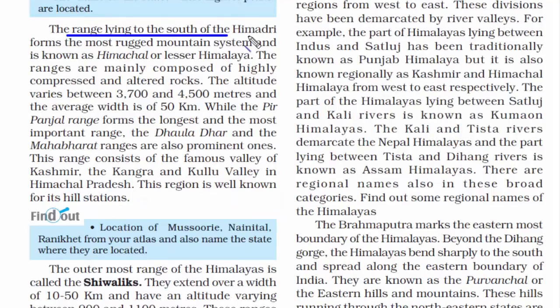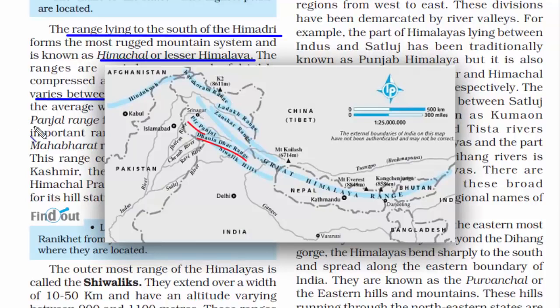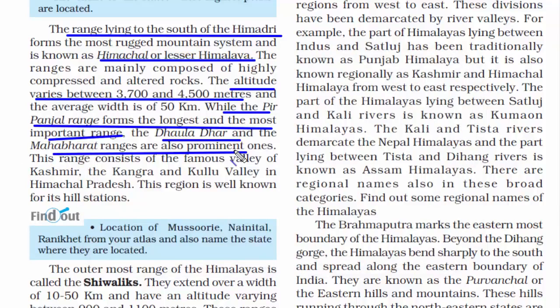Now as you go towards the southern part of the Himalaya, this range is called Himachal or Lesser Himalaya. And obviously here the heights of the mountain peaks have to be lesser than the above one. So here it varies between 3700 to 4500 meters. Pir Panjal is one of the longest and most important ranges here, followed by the Dhauladhar and Mahabharata ranges. And we also have some famous valleys like the Kashmir, the Kangra, and the Kullu Valley, and this region is well known for its hill stations.